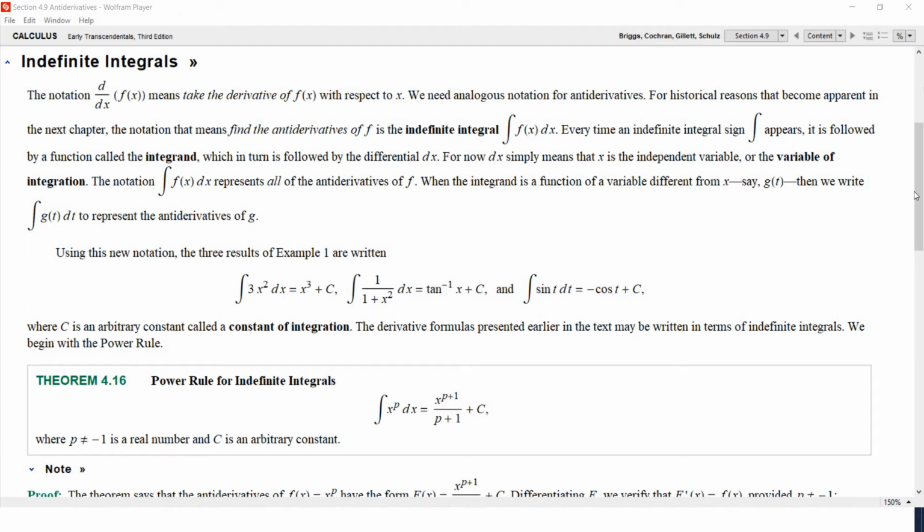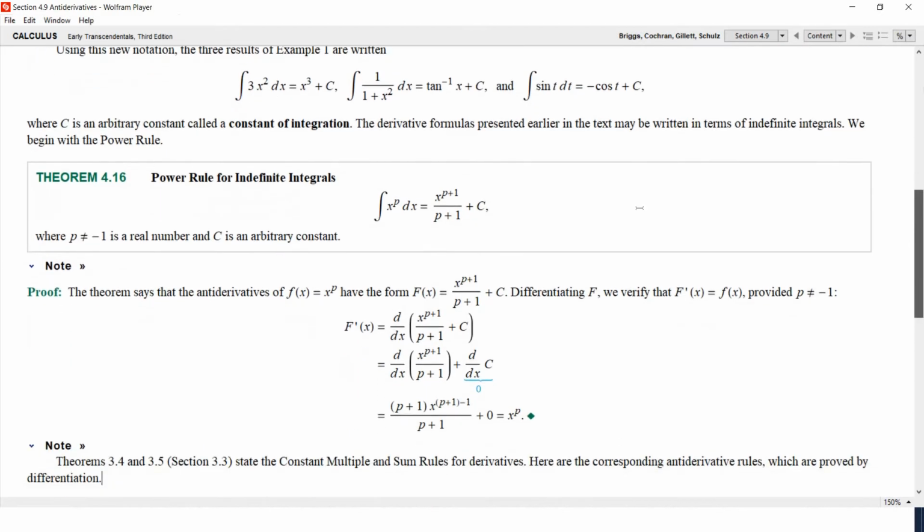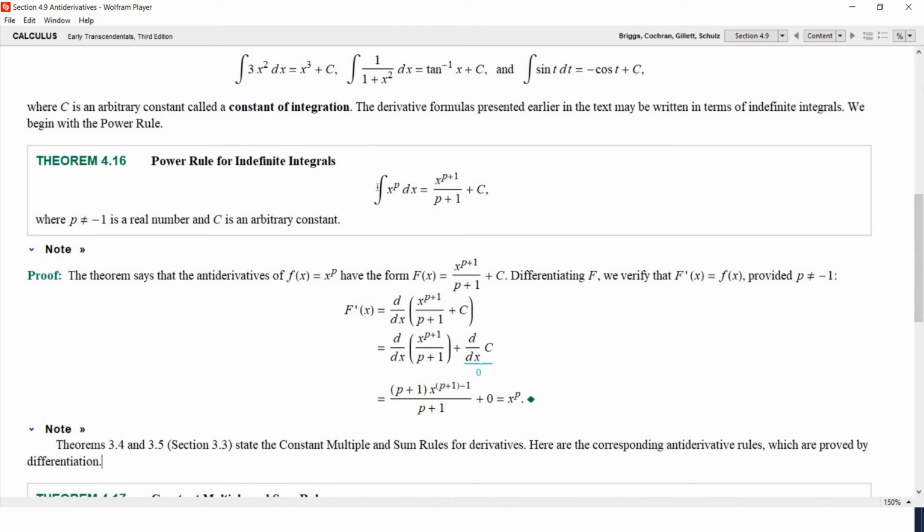Okay, so the first rule we're going to look at is the power rule. So let's say you want to find the antiderivative of x raised to the p power, where p is any real number except for -1. Then the antiderivative of x to the p power is x to the p plus 1 power divided by p plus 1 plus some arbitrary constant c.